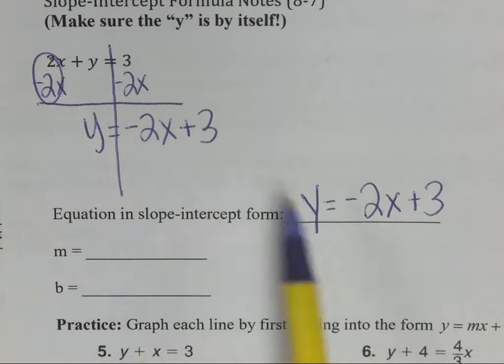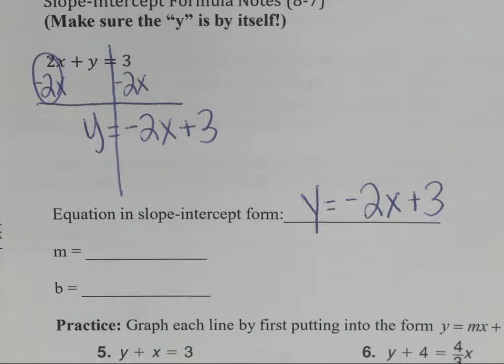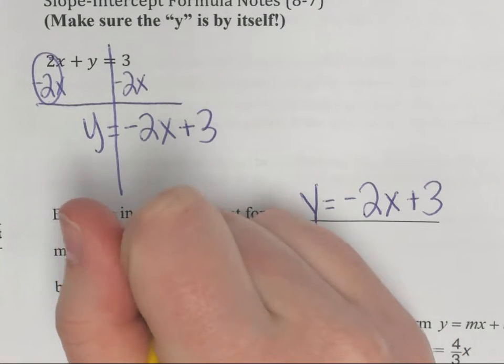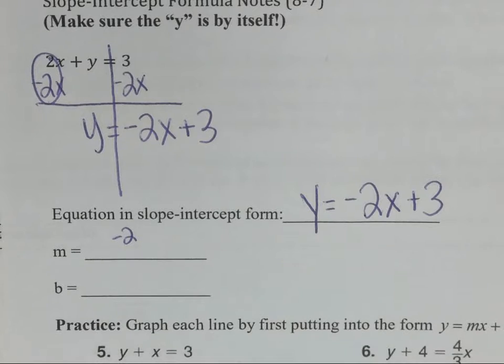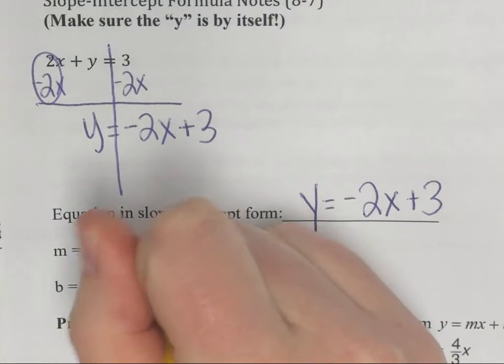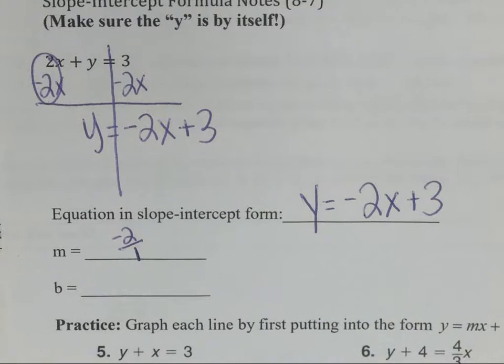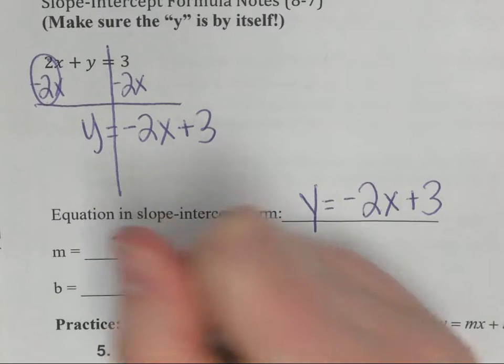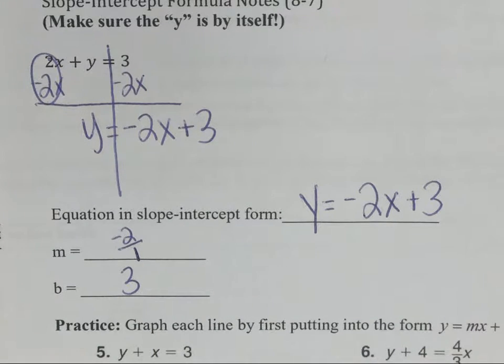Now that we have rearranged, everything else is just like we've been doing. What's our slope? Negative 2. And if I want to write that as a fraction, what do I put that over? Over 1. And then b is the y-intercept, which is 3. And it's a positive 3 because it's a plus 3.